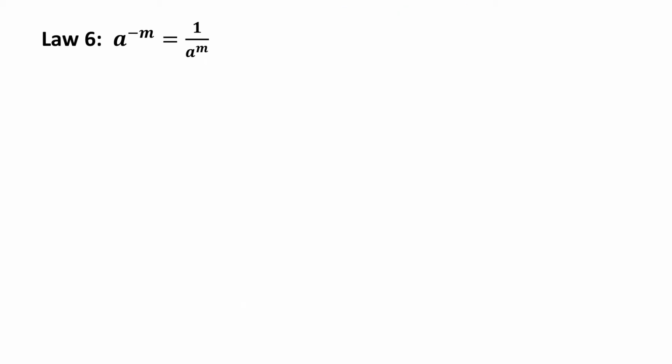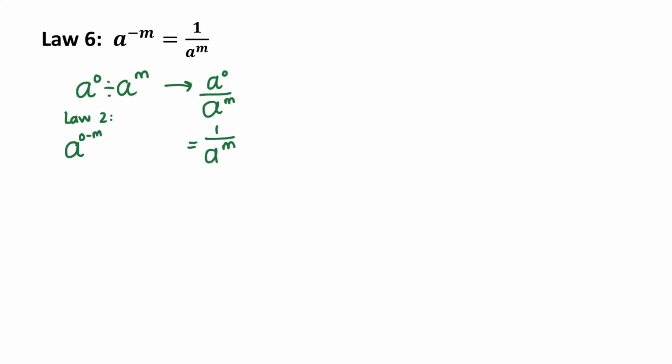Let's consider law 6. So if I have something like a to the power of 0 divided by a to the power of m, I could write that as a fraction, a to the power of 0 over a to the power of m. And I know that a to the power of 0 is 1, so that's 1 over a to the power of m. Now another way I could consider this is if I used the second law of exponents. And the second law of exponents says I must subtract my exponents if I'm dividing with the same base. So that'll be a to the power of 0 minus m, which is a to the power of negative m. So here I've shown that a to the power of negative m is equal to 1 over a to the power of m.